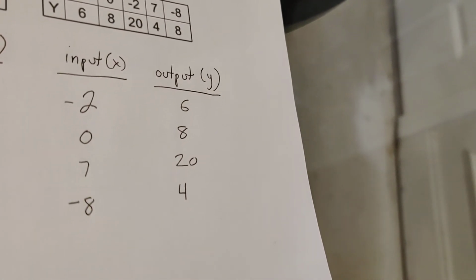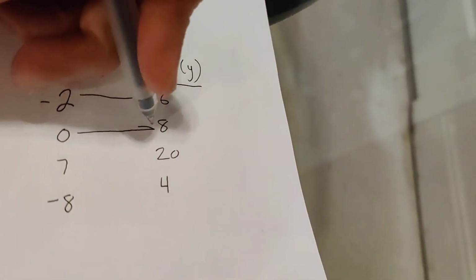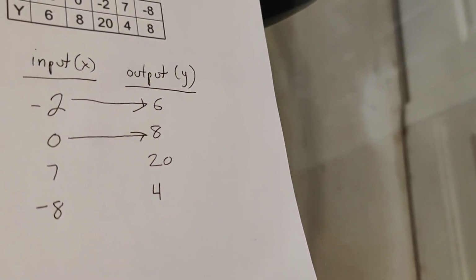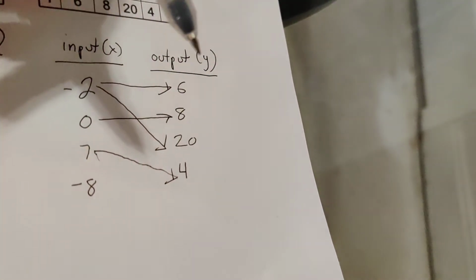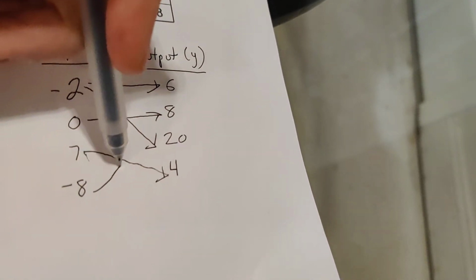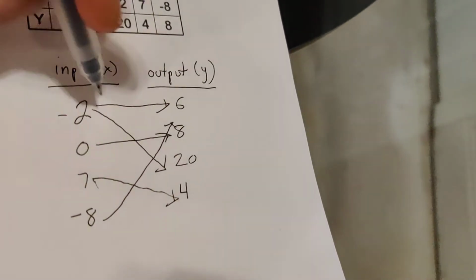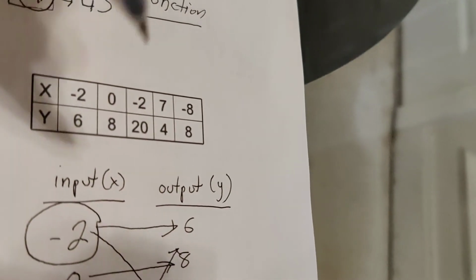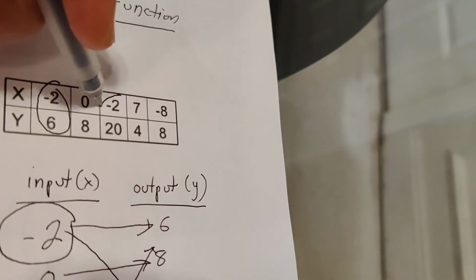Okay, let's match our inputs to our outputs. -2 gives me 6, 0 gives me 8, -2 gives me 20. Okay, you should have noticed something there. 7 gives me 4, and -8 gives me 8. What should you have noticed? Well, this input, -2, has two different outputs. If we look at this chart over here, -2 gives me 6. It also gives me 20.